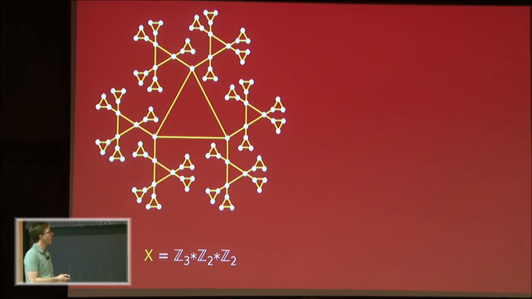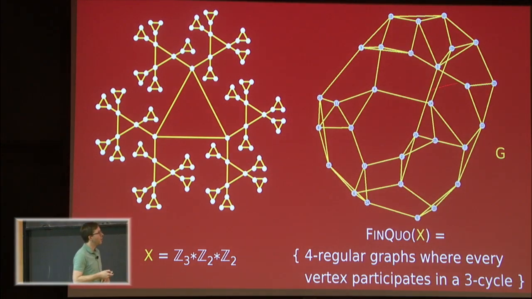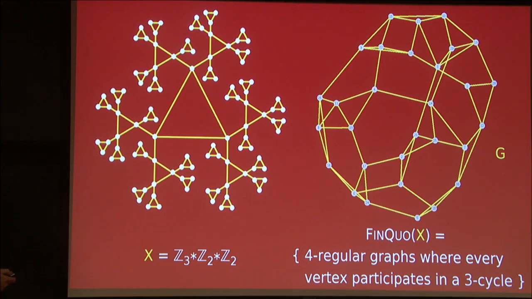So here's this infinite graph X, which is a triangle and a couple of edges attached to each vertex, and then a triangle and so forth. And this is an example of a finite graph G, which is covered by this graph. I didn't prove this, but I think this is true: the finite quotients of this infinite graph are all the four-regular graphs where every vertex participates in a three cycle. I think that's right. Okay, so that's true of this graph. If you take Z2 free product Z3, then you have a triangle, and every vertex participates in a triangle.